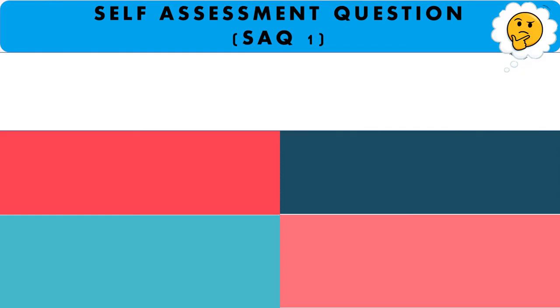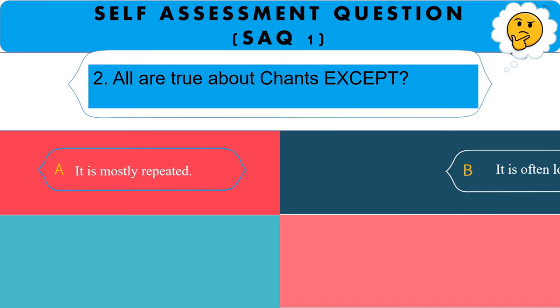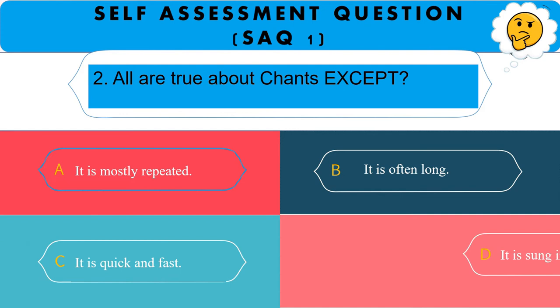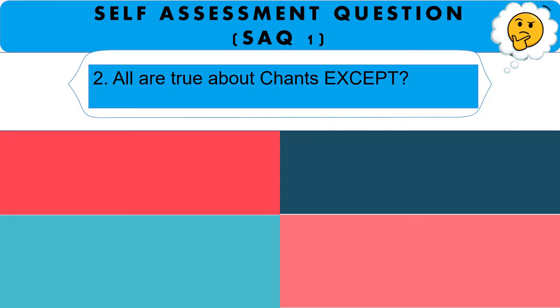Number two, all are true about chant except A, it is mostly repeated. B, it is often long. C, it is quick and fast. D, it is sung in unison. What do you think is the correct answer? The correct answer is letter B. It is often long.